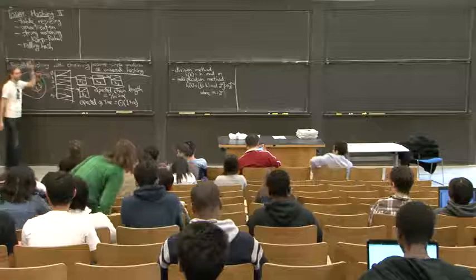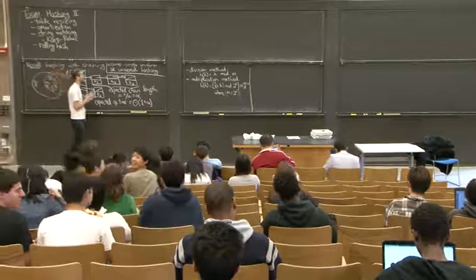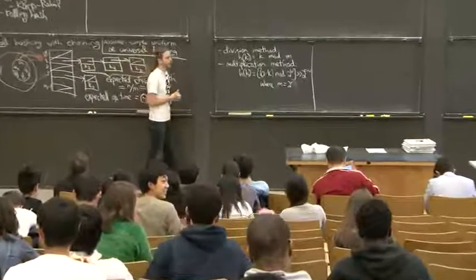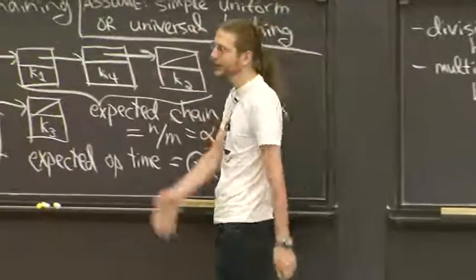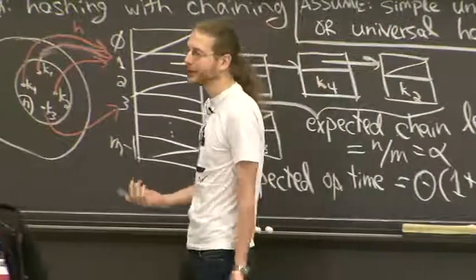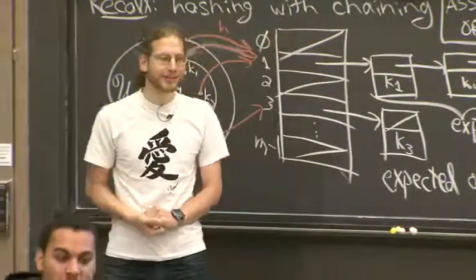A trilogy, if you will, on hashing. We did a lot of cool hashing stuff. In some sense, we already have what we want with hashing. Hashing with chaining, we can do constant expected time, I should say.